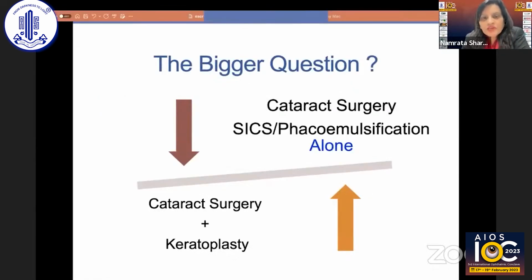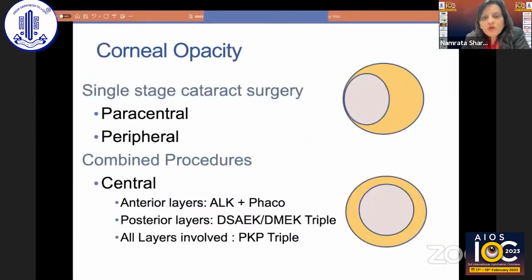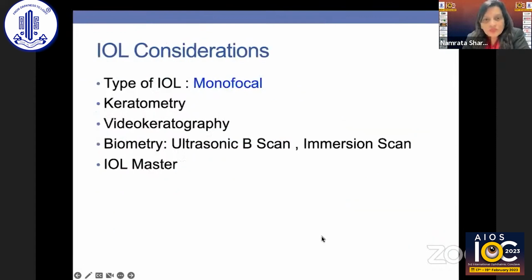Whenever you have a case of corneal opacity and cataract, the bigger question is whether to do a combined procedure with keratoplasty or to do a cataract surgery alone. And whether you would do a combined procedure or a cataract surgery alone would depend upon where the opacity is, whether it is paracentral or peripheral. In most cases of central corneal opacities, you would either combine it with the DSEK procedure or a DMEK procedure or a full penetrating keratoplasty procedure.